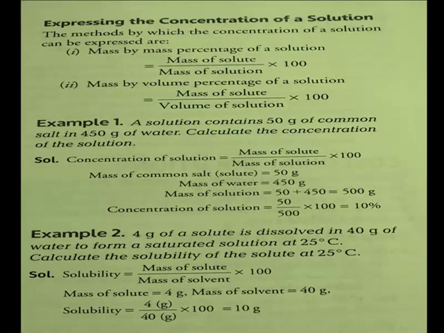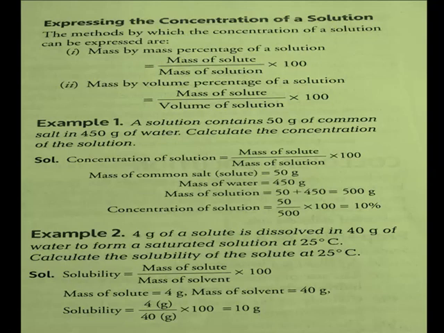Two numerical examples are here. The first one has a solution of 50 gram of common salt in 450 gram of water. What is the concentration of the solution? Concentration of the solution equals the mass of solute divided by the mass of solution, times 100. Solute here is 50 gram. Solvent here is 450 gram. Hence, the mass of solution is altogether 500 gram. Concentration therefore will be 10%.